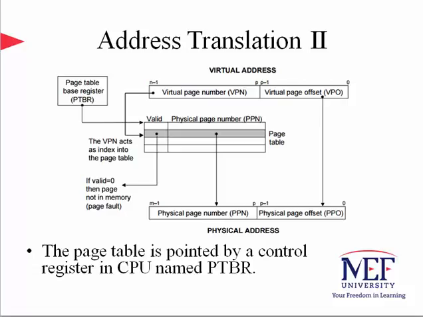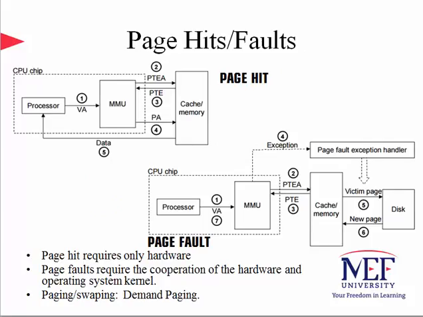Finally, the physical address is given by the concatenation of the physical page number PPN obtained from the PTE and the VPO from the virtual address. In this case, VPO and PPO are the same thing. So let us go over the steps required to complete the requested data transfer to the CPU in case of cached or uncached data in the main memory. These cases are known as page hits and faults.